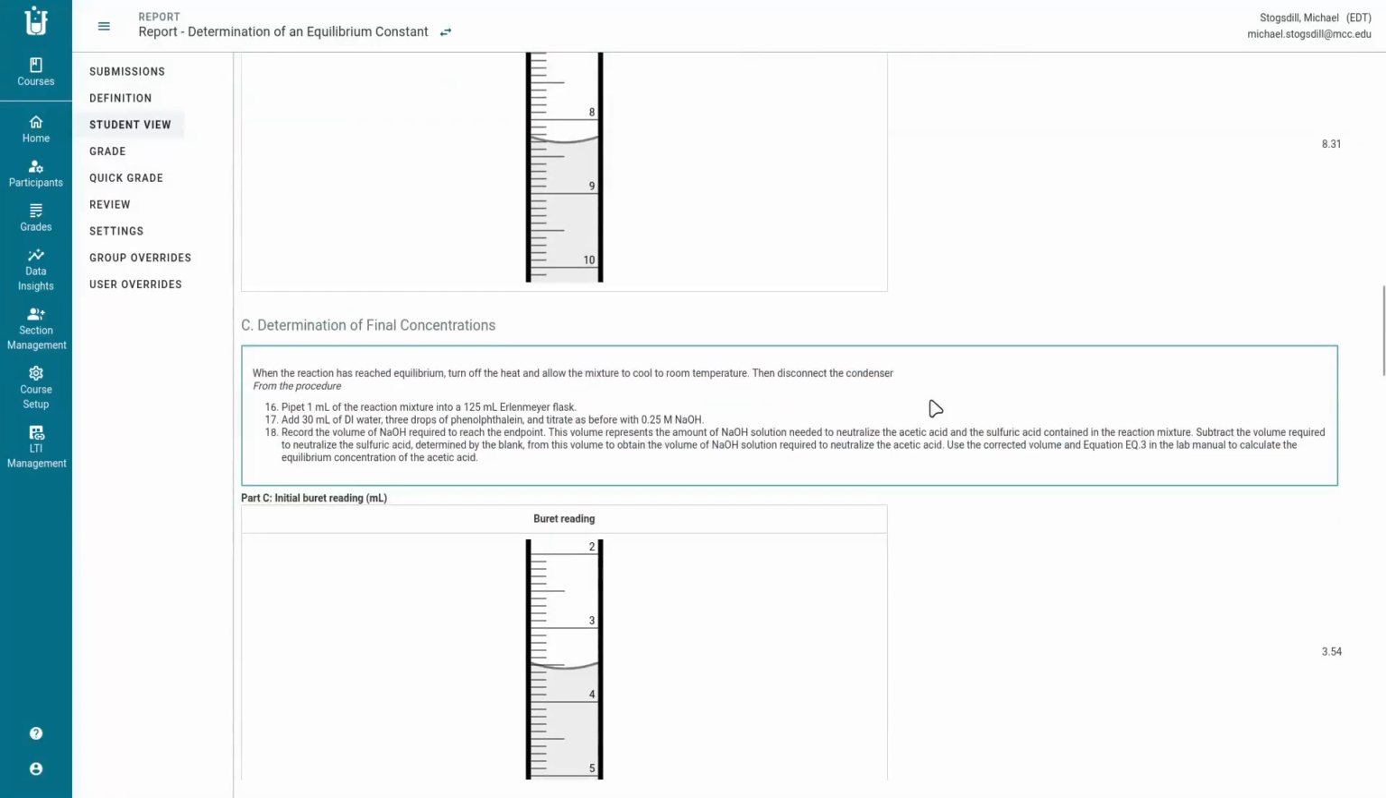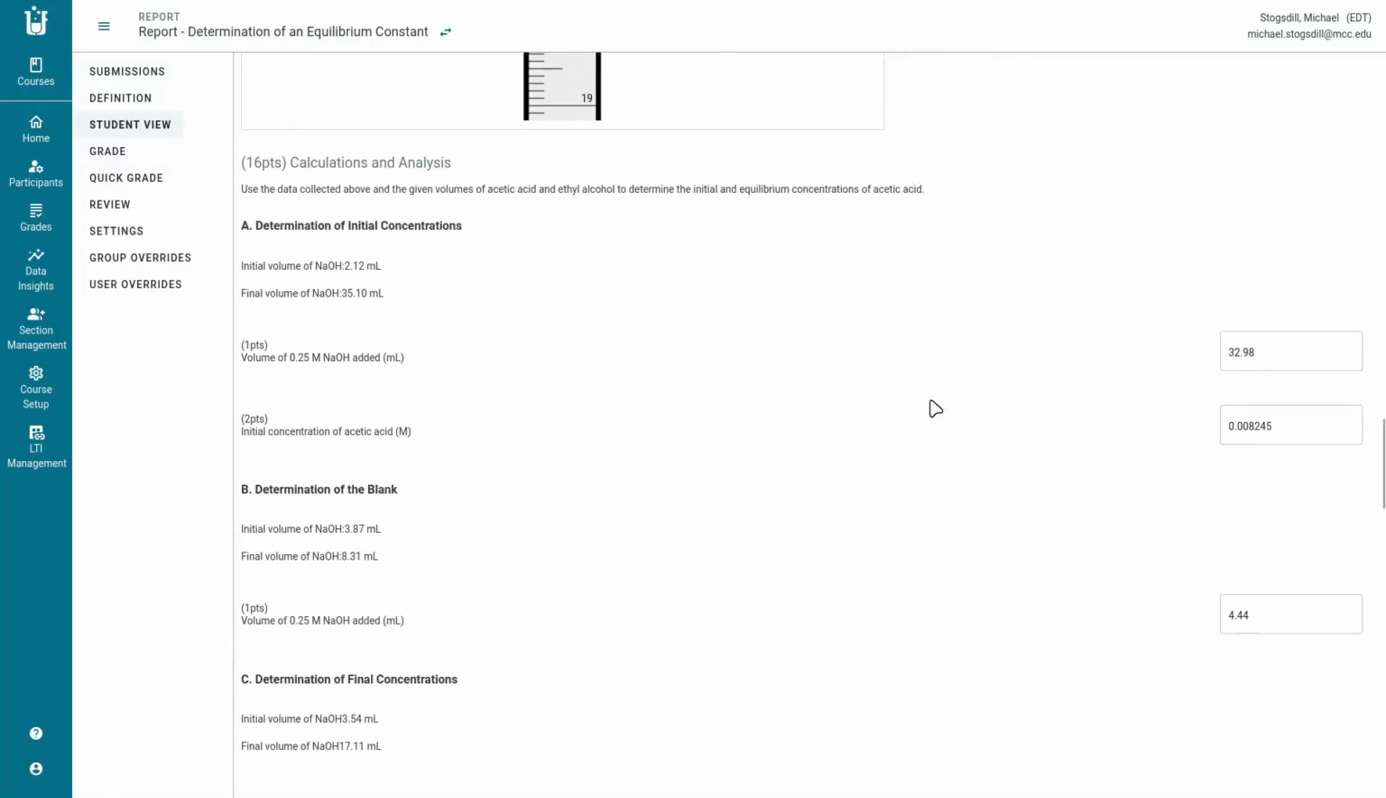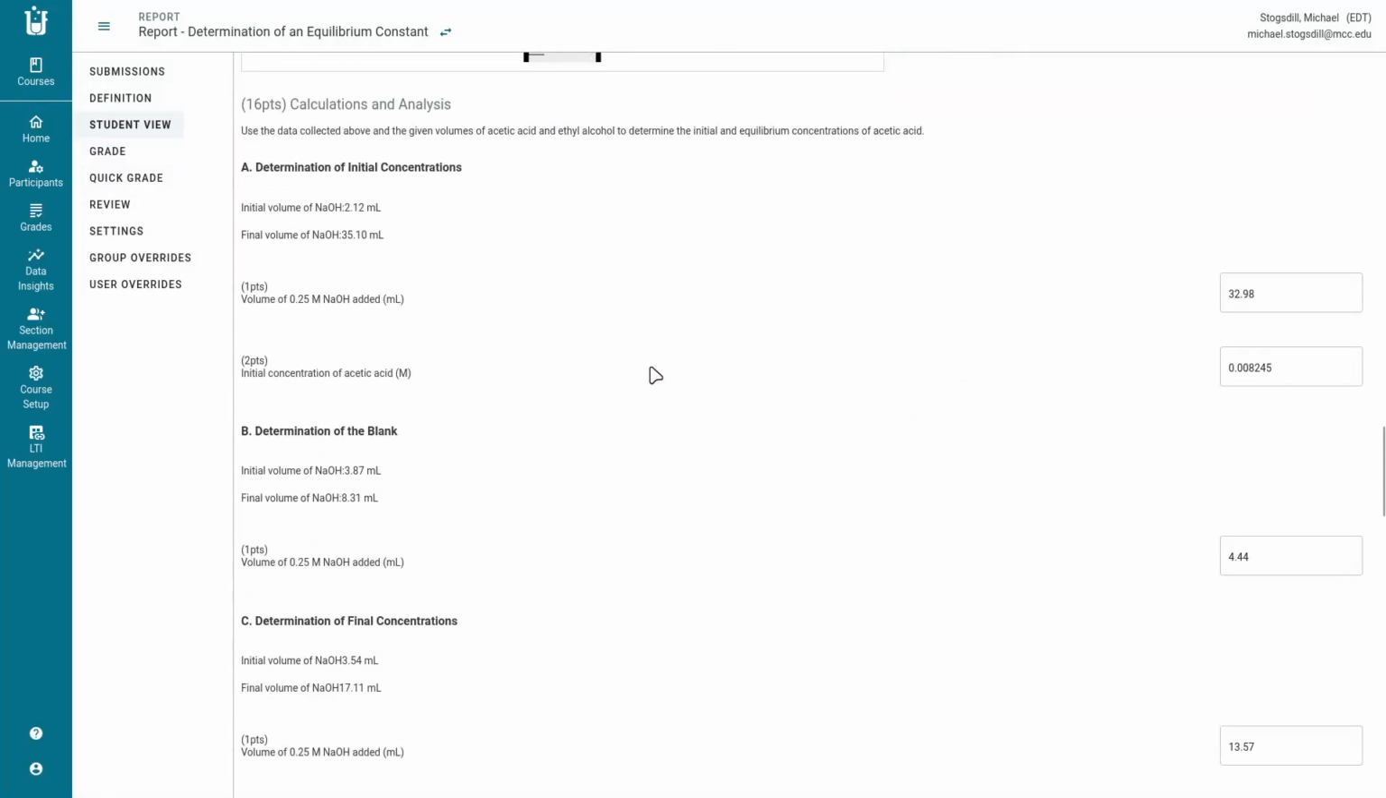After that, you're going to do that a few times. And then we're going to get into our calculations, starting with the determination of the initial concentrations that we had. Now, in order to be able to do this, we need to understand exactly what we did in this lab.